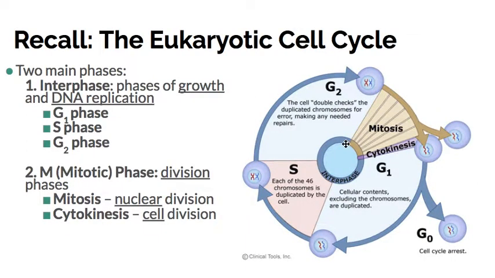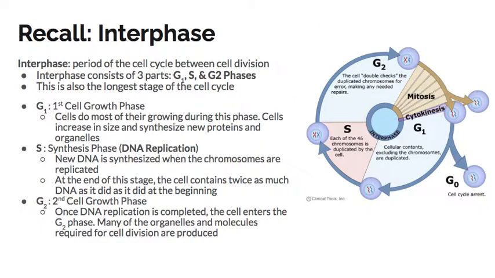So now we've seen this quite a few times. But if you remember the eukaryotic cell cycle, we have two main phases, interphase and the M phase. And today our focus is going to be on the M phase. So interphase, the big thing is last lesson, we went through DNA replication. We went through that S phase in more detail.